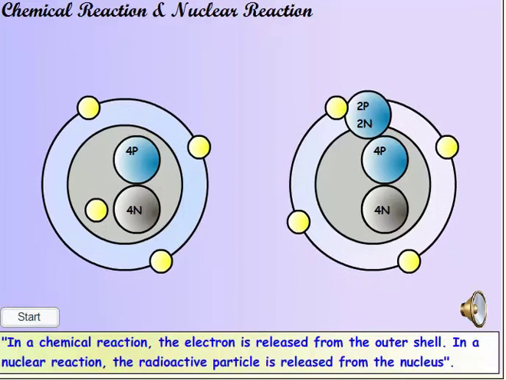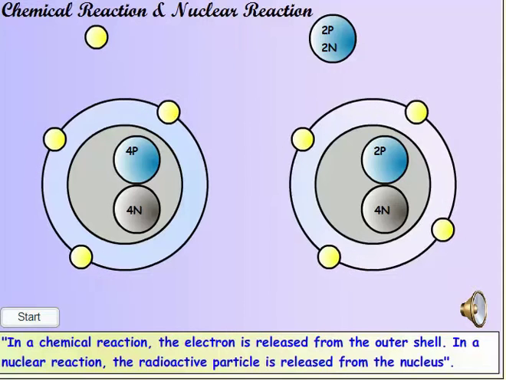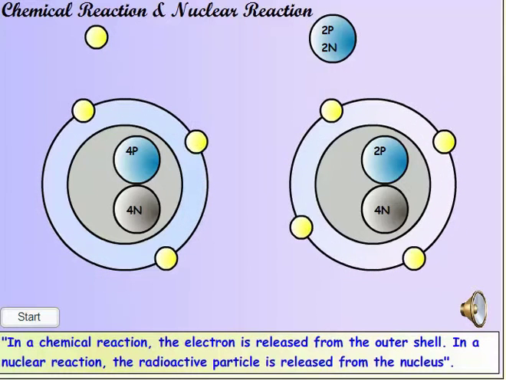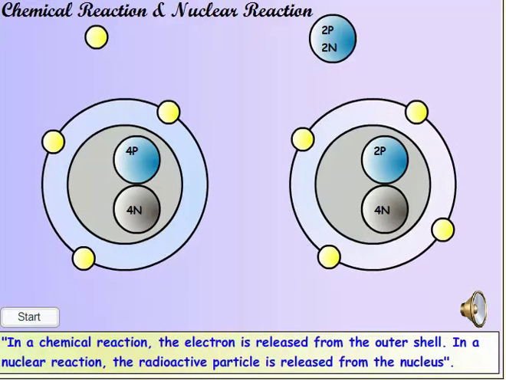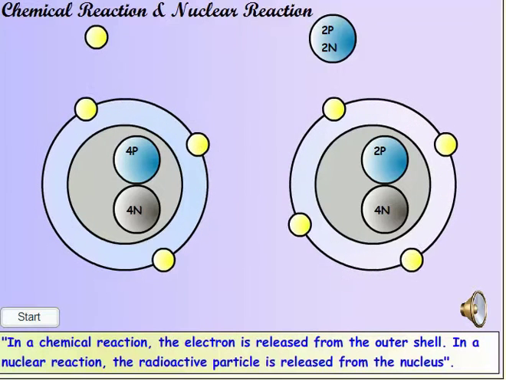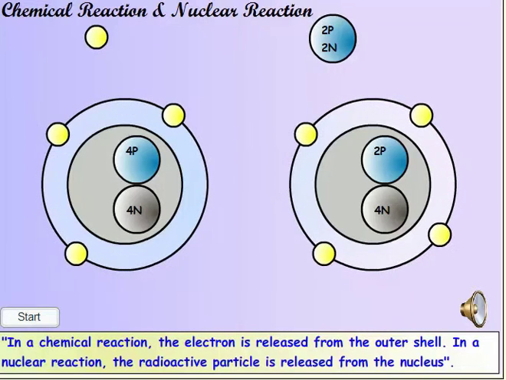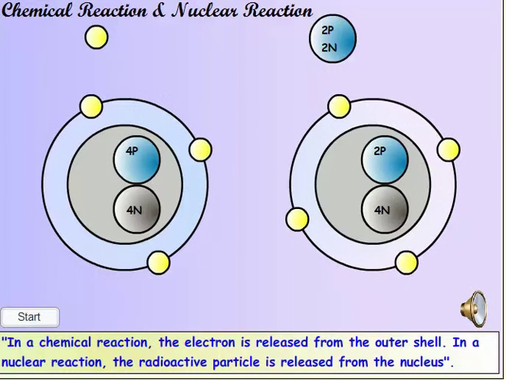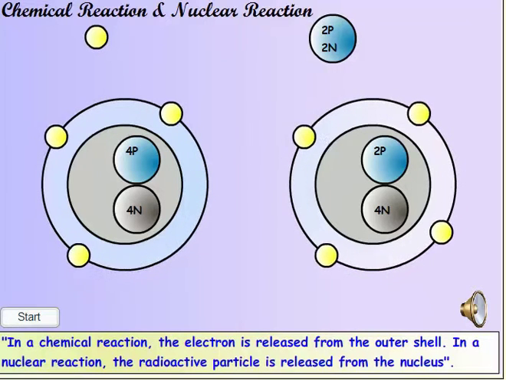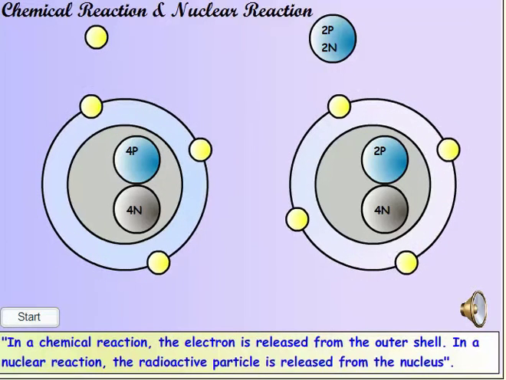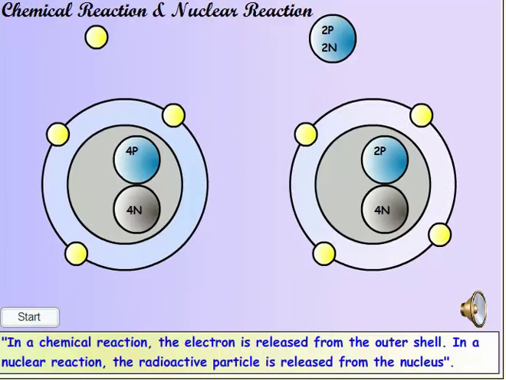In a chemical reaction, an electron is released from the outermost shell, so there is no change in the nucleus. The atomic number and the mass number remain the same. In a nuclear reaction, the number of electrons in the outer shell do not change. Instead, there is an emission from the nucleus. The atomic number and the mass number undergo a change in nuclear reactions.